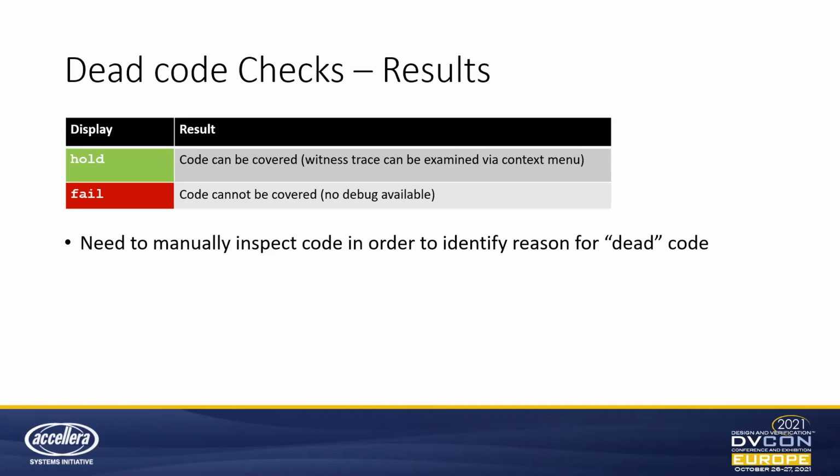So with the code check results, you get a hold and a fail. A fail means this is unreachable, and with the hold, you can see that this piece of code can be exercised from reset, and you can see how this is happening. In case of unreachability, the question would be, can we debug it? You need to manually inspect the code in order to identify the reason. Usually the reason is located in the condition of the statement that guards it, so it's the condition that is the reason why this cannot be exercised.